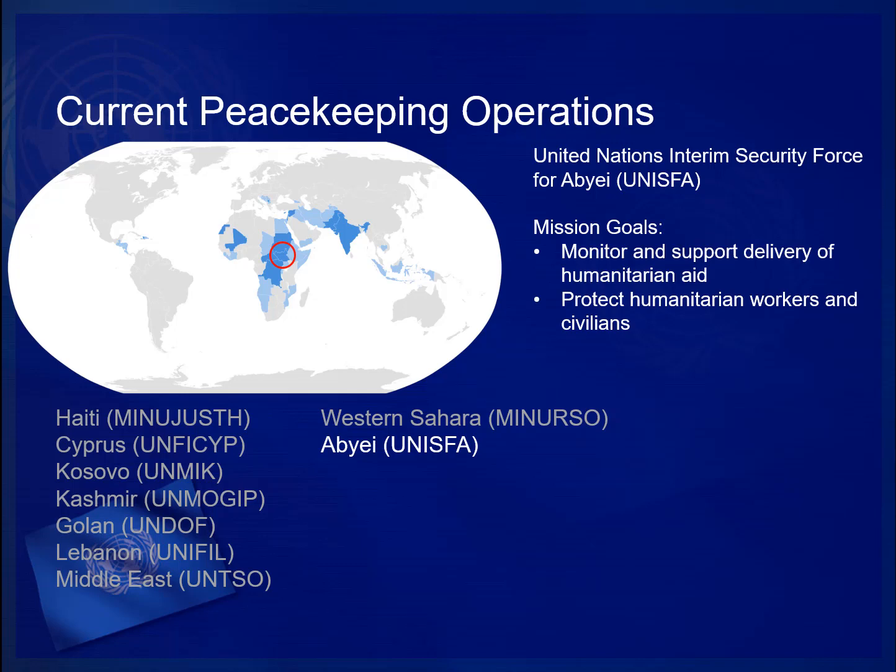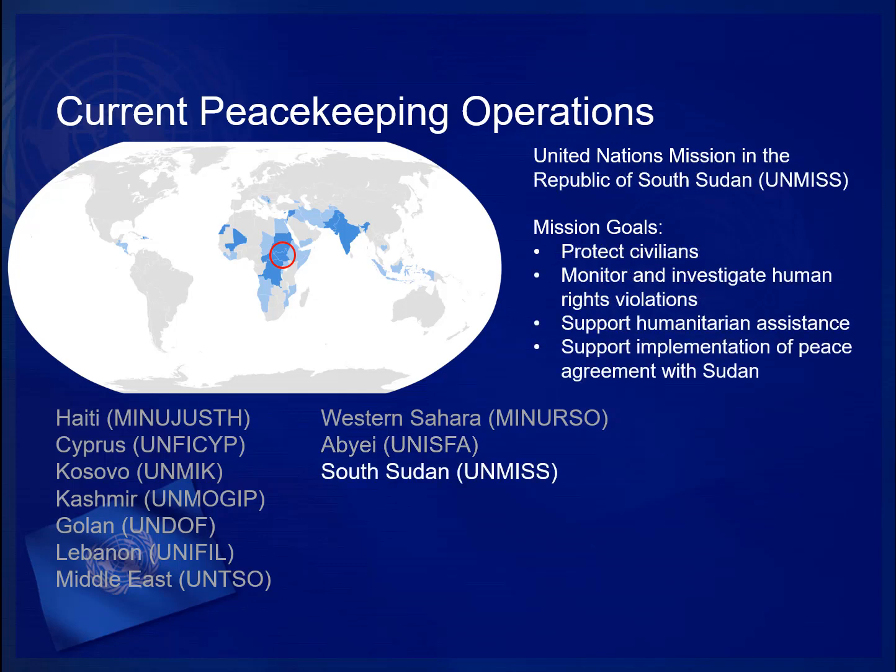This operation was established to monitor and support the delivery of humanitarian aid and is authorized to use force to protect humanitarian workers and civilians in the area. The second is the UN mission in South Sudan, which was established to support the government of South Sudan, protect civilians, monitor and investigate human rights violations, support humanitarian assistance, and to promote the implementation of peace agreements between South Sudan and its northern neighbor.